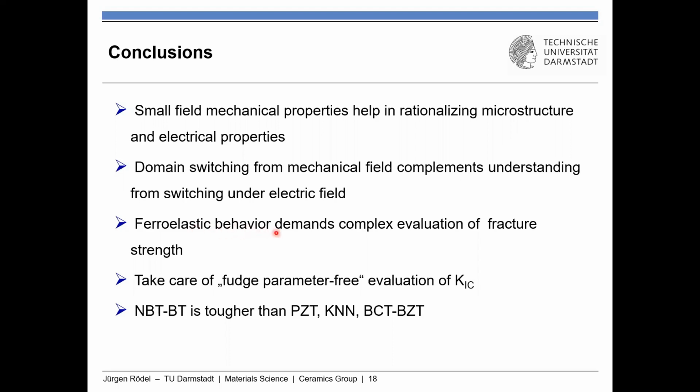The ferroelastic behavior demands a complex evaluation of the fracture strength. If you measure K1C, you need to take care of fudge-free parameters. A fudge parameter in mechanics is typically a Greek parameter you use for a technique where you don't quite know what you're doing, but you can write a quick paper on it. I'm sorry. NBT-BT is tougher than PZT, KNN, BCT, and BZT.